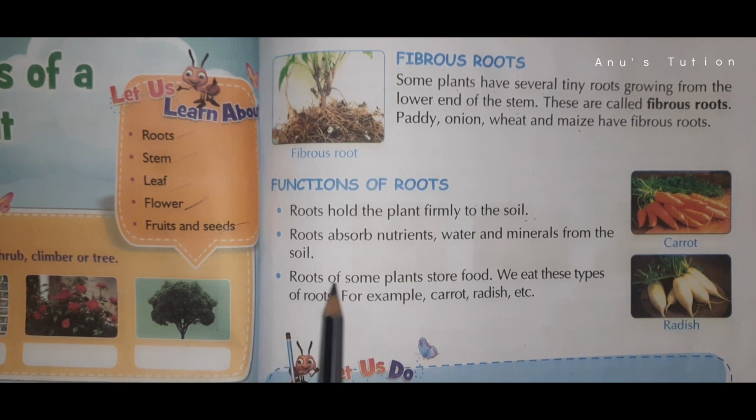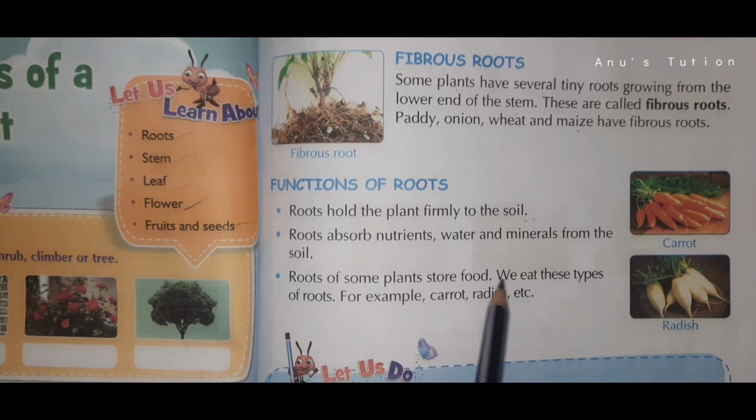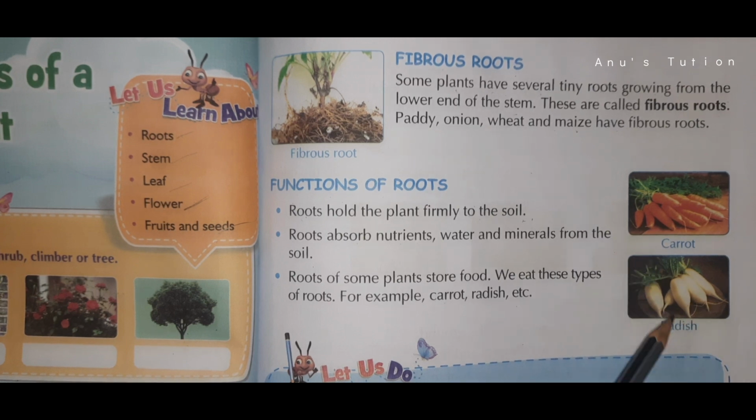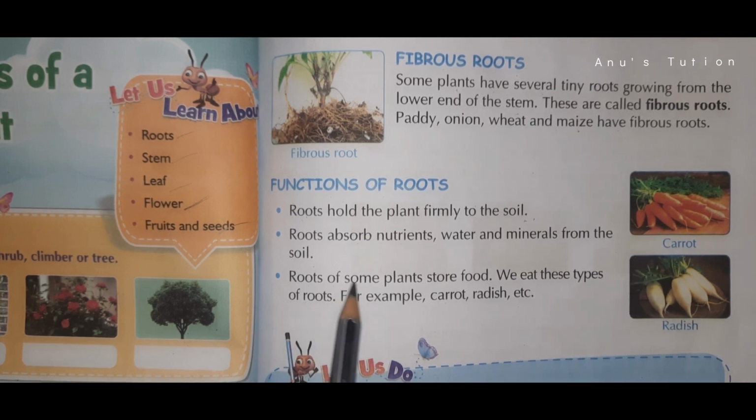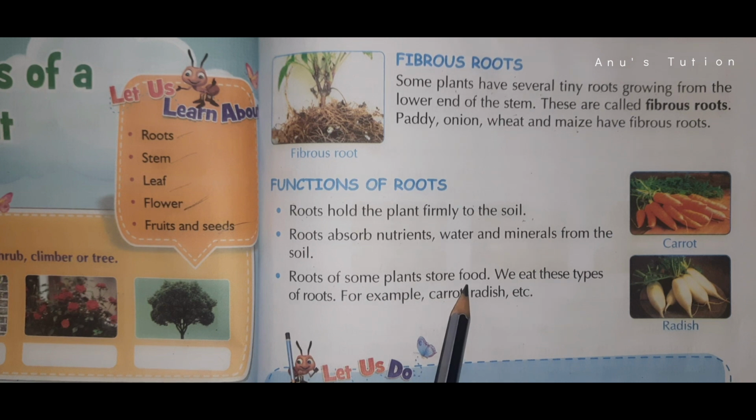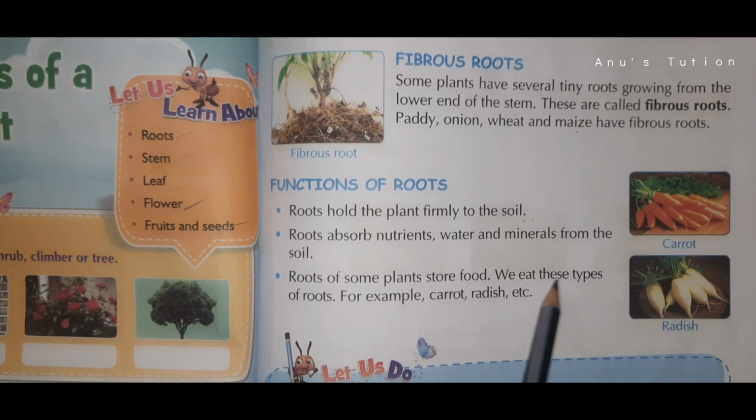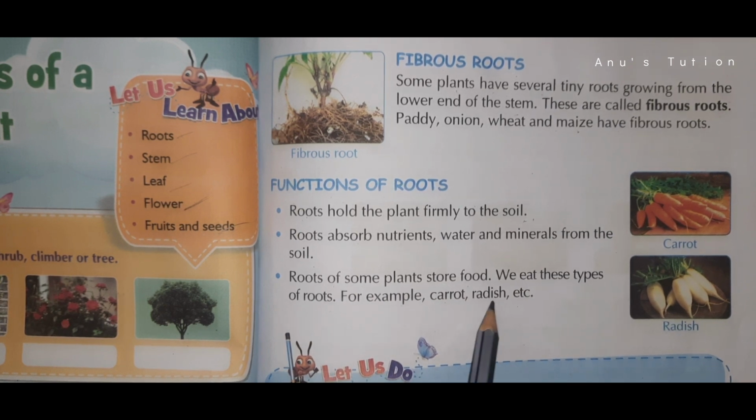Roots of some plants store food. We eat these types of roots, for example carrot, radish, etc. See here, carrot, radish. Roots of some plants store food.